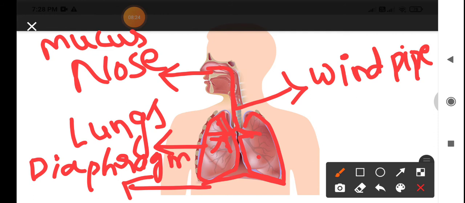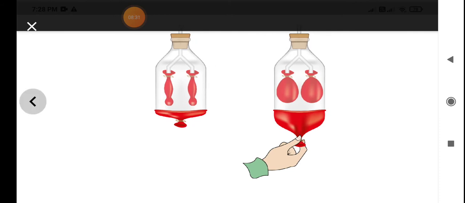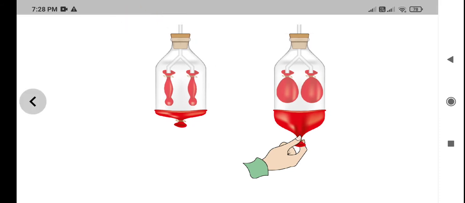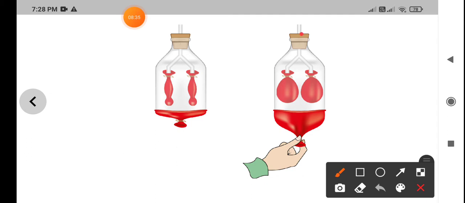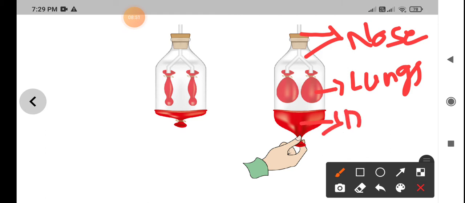Once again, we will see the activity so that you understand better. Now you can compare the parts you learned. Here the entrance of the air is acting like your nose, and this is the chest part. These two balloons are acting like our lungs, and this rubber band is acting like our diaphragm.